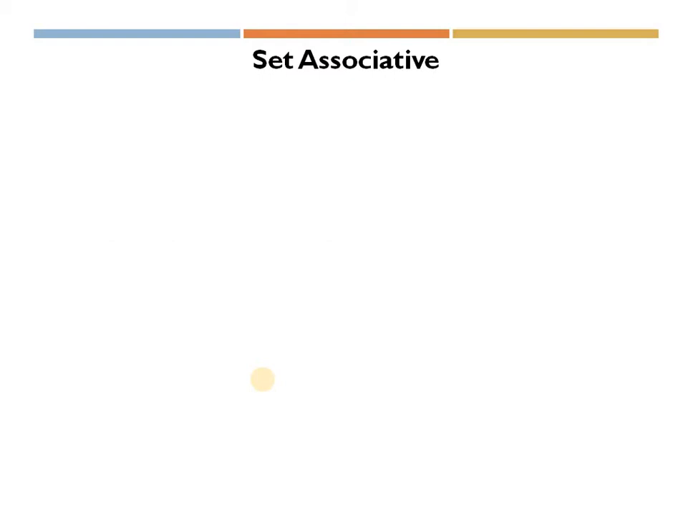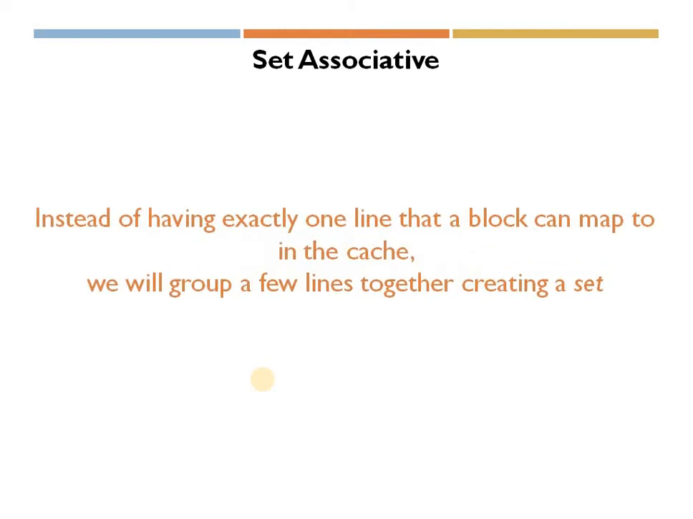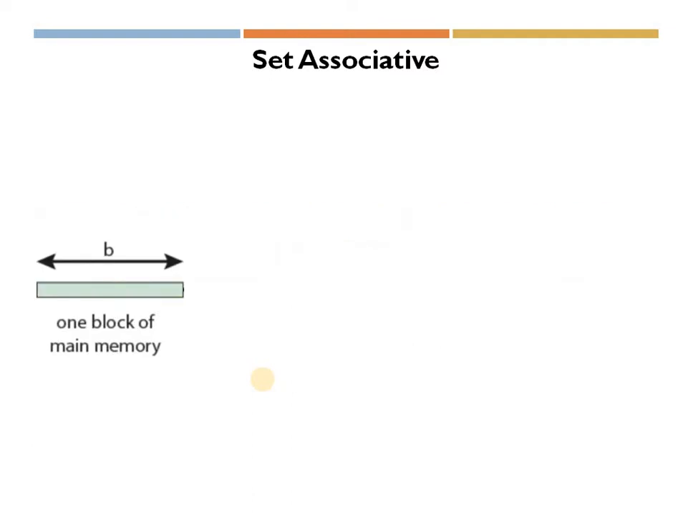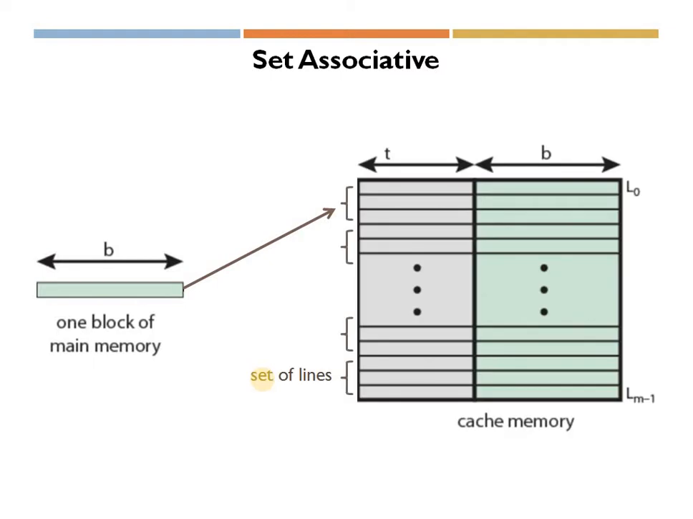Next is set associative. In set associative mapping, one block of memory is going to be allotted to a set of lines. Instead of having exactly one line that a block can map to in the cache, we will group a few lines together, creating a set. So here, my one block of memory will be mapped with a set of lines of my cache memory.